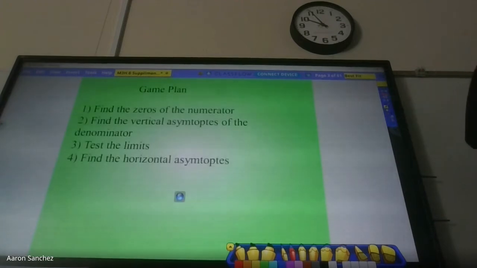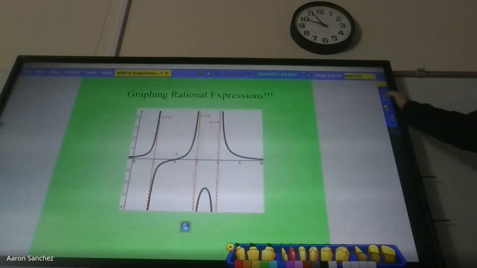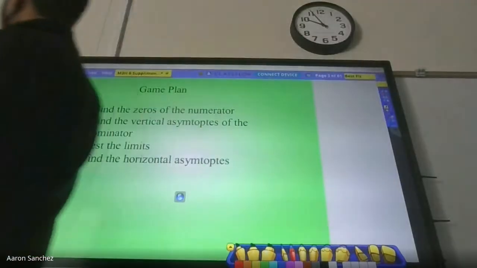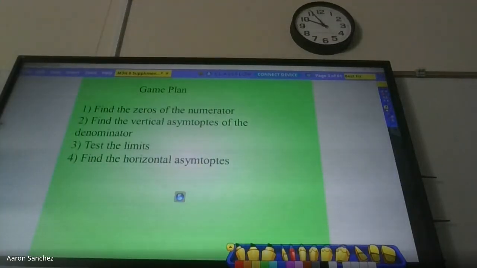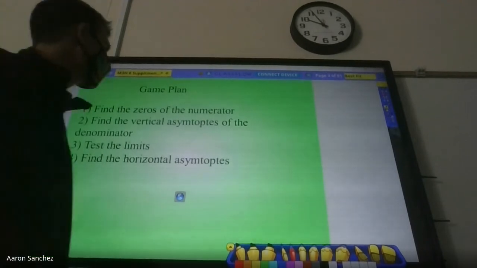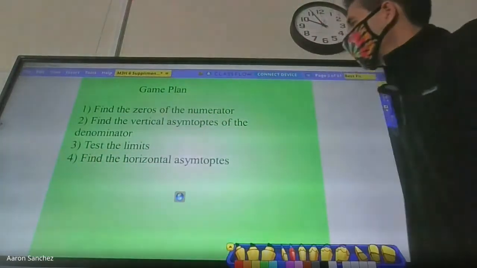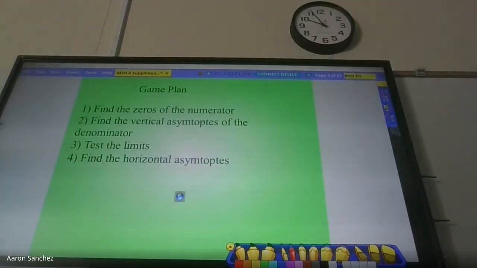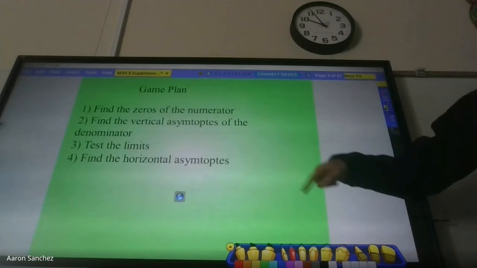Okay, here's how you graph a rational expression. Do you guys know what a rational expression is? A rational expression is a fraction, and I'll show you that in just a second. But first, you want to find the zeros of the numerator, find the vertical asymptotes of the denominator, test the limits, and then find the horizontal asymptotes. So this is the same thing, except we have to find the asymptotes.